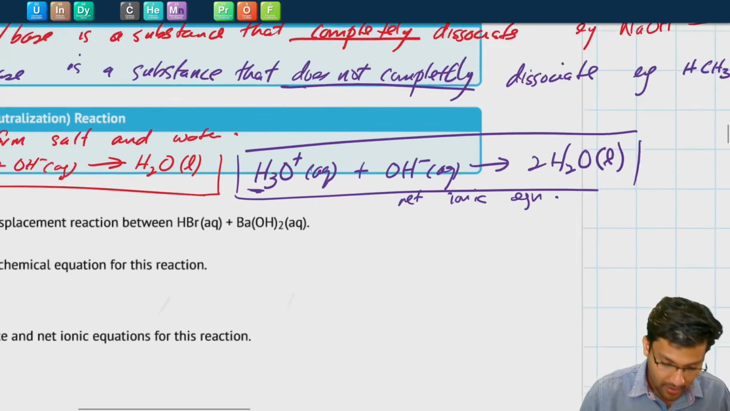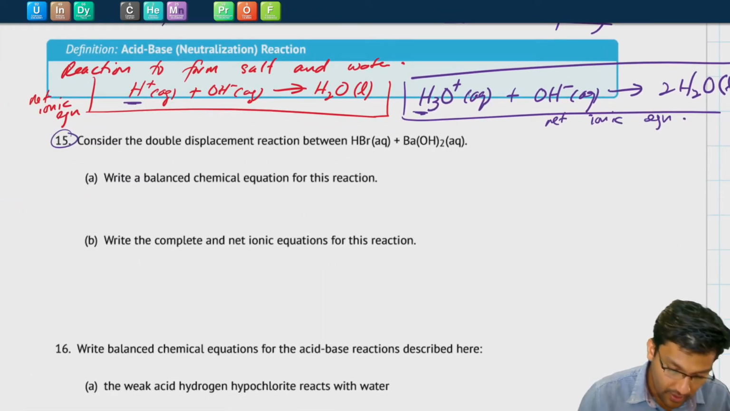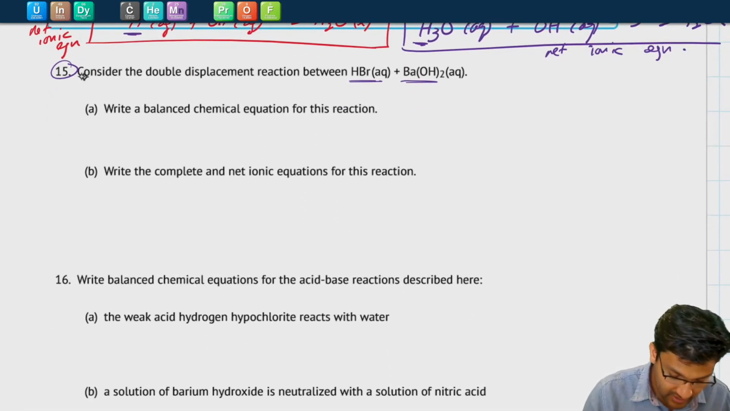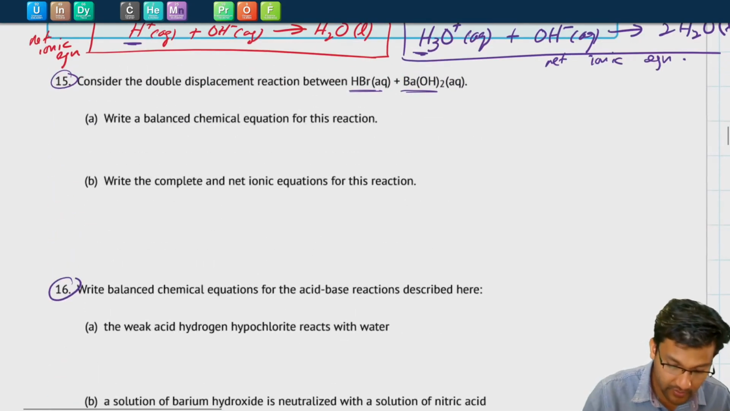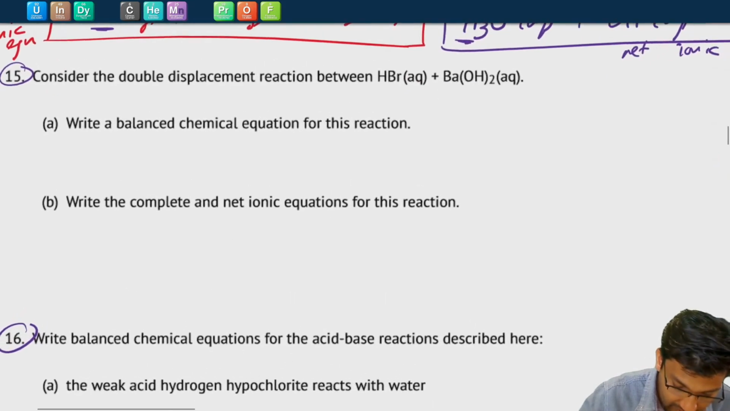Alright, so with our understanding of what acids and bases are, for these reactions, hydrobromic acid and barium hydroxide, write the balanced chemical equation and the complete and net ionic equations for the reaction. Answer questions 15 and 16 by yourselves, then pause the video and we'll go over them together. Okay, let's look at hydrobromic acid.